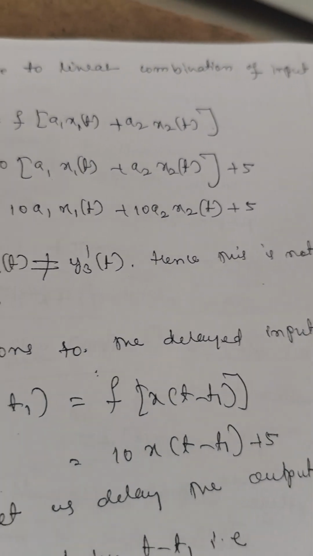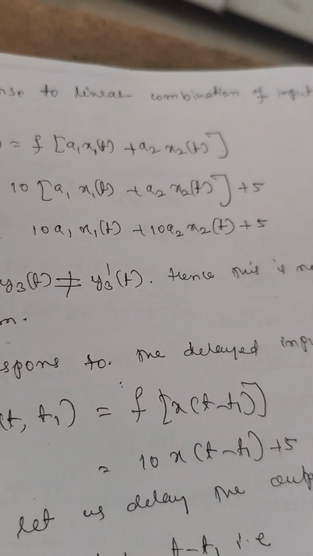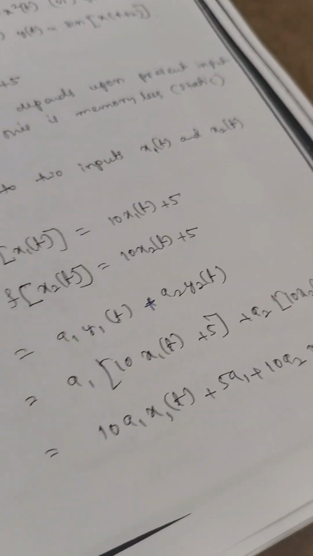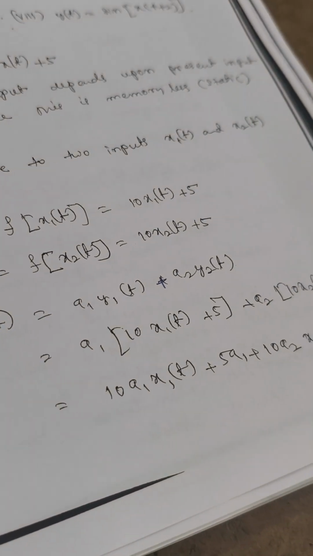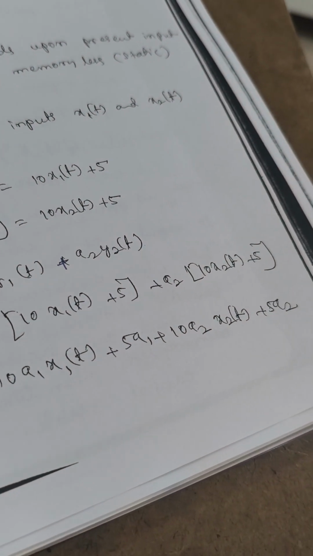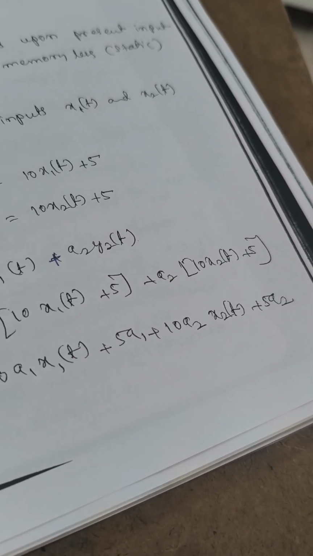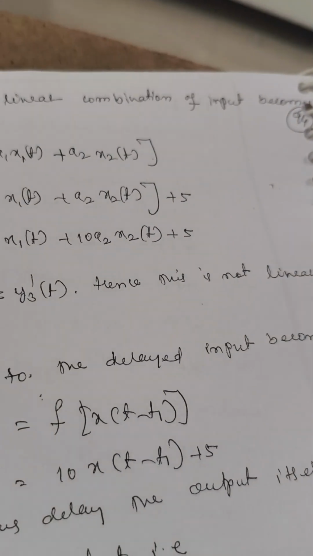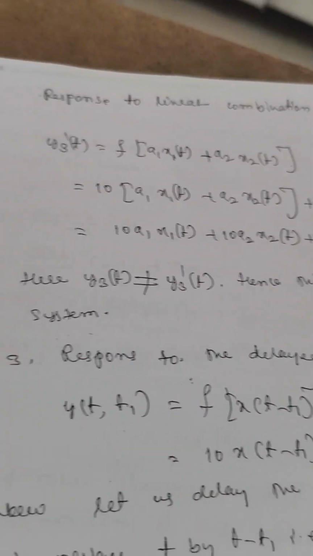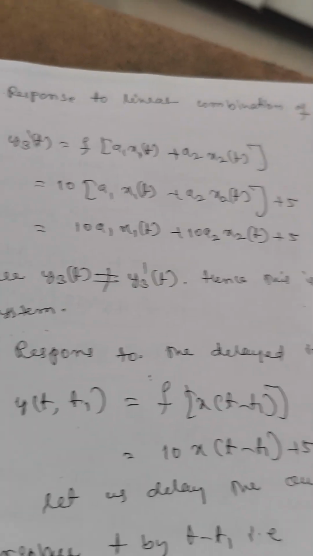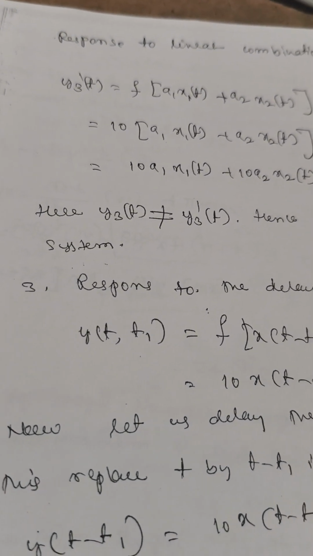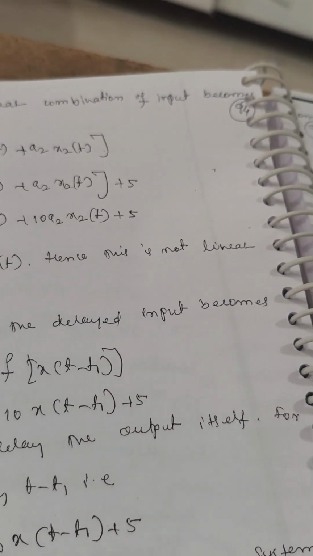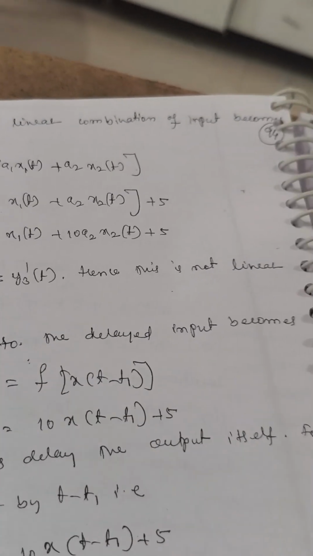Here you see this expression, 10a1 x1(t) plus 10a2 x2(t) plus 5, is y3'(t). But y3(t) is 10a1 x1(t) plus 5a1 plus 10a2 x2(t) plus 5a2. Here it is different. Both equations are different. Therefore y3(t) is not equal to y3'(t). Hence this system is not a linear system, or we call it a non-linear system.